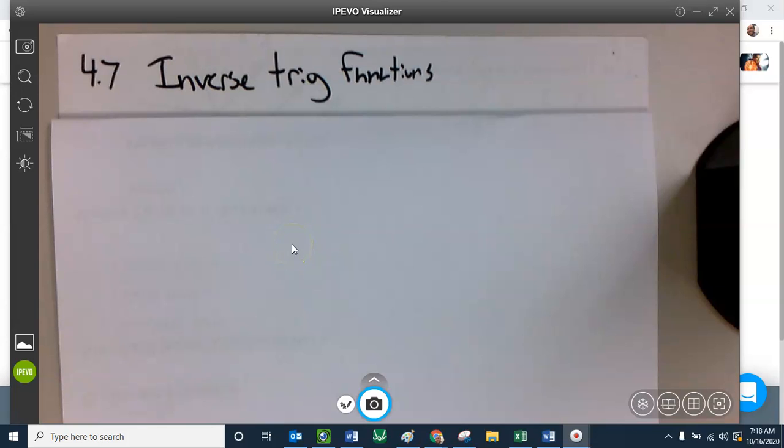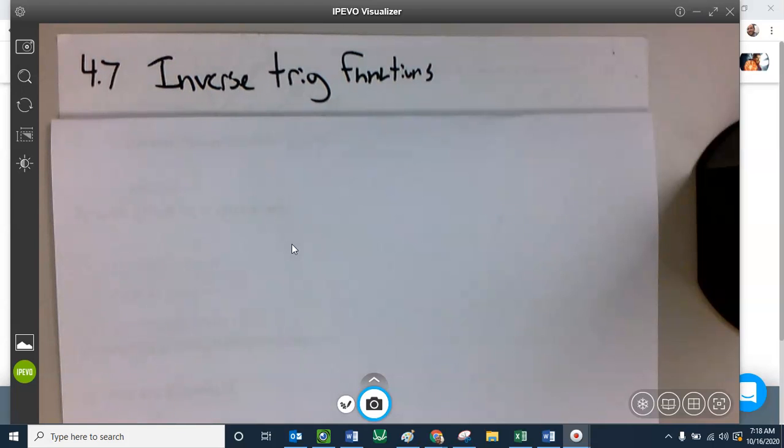All right, trig, let's get into this. So we're in 4.7. We're looking at inverse trig functions. We just talked about what an inverse does. Inverse operations undo other operations. The inverse operation of addition is subtraction. The inverse operation of squaring something is square rooting something. So we need an operation to undo taking the sine of something, and it's called inverse sine.